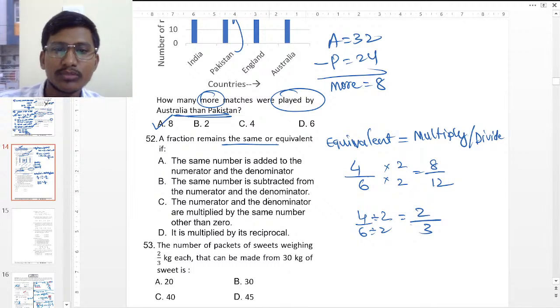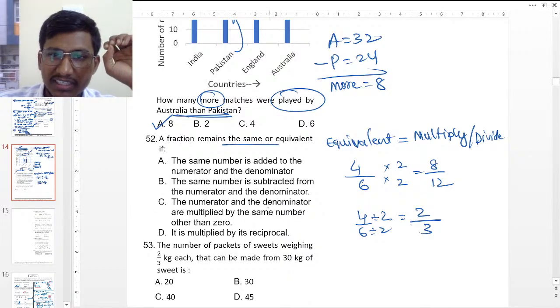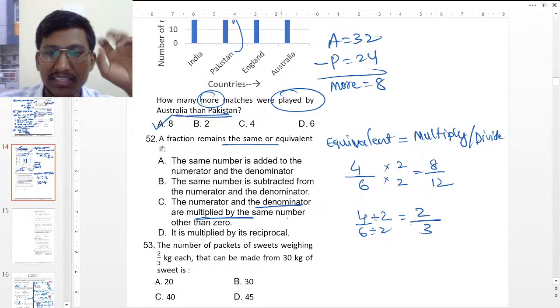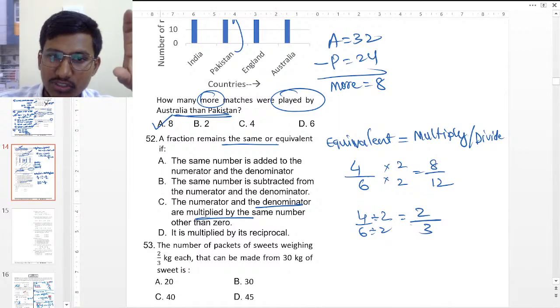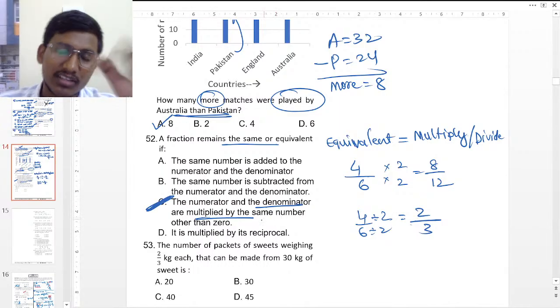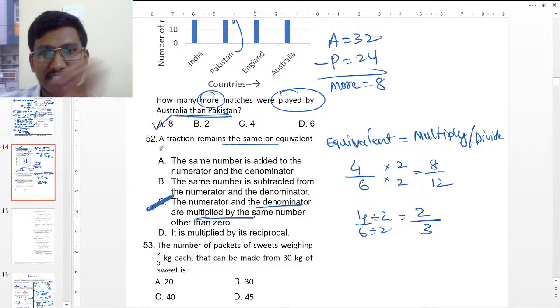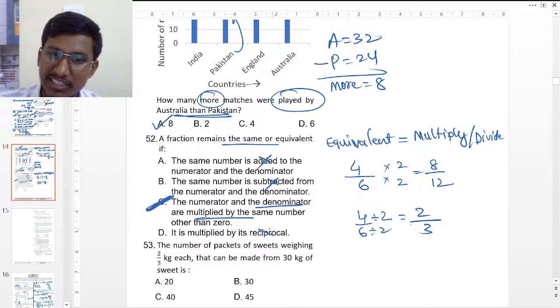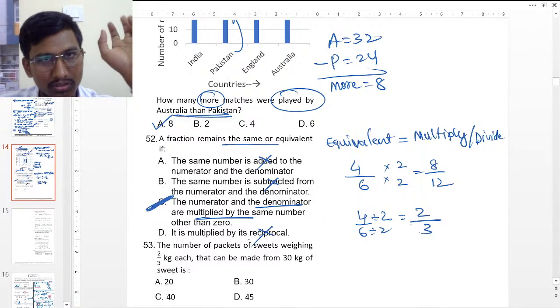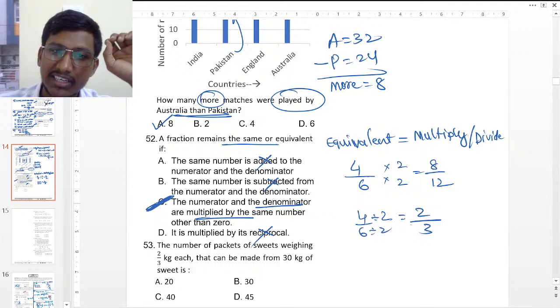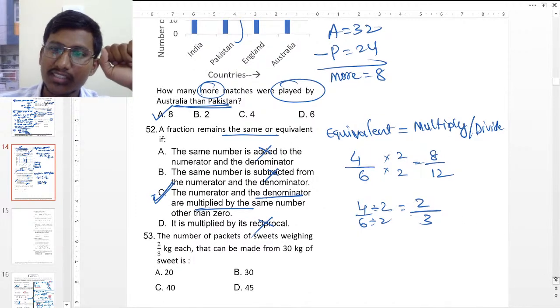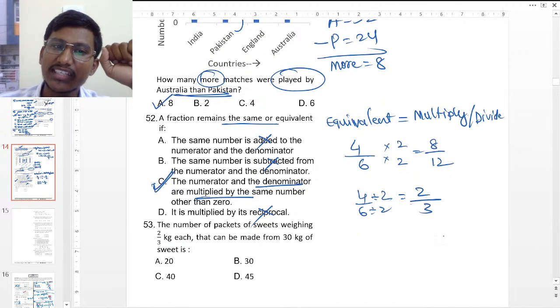So what we have to do is, the numerator and the denominator are multiplied by the same number other than 0, and we will get the same equivalent fraction. So C is the answer. Not added, not subtracted, not reciprocal, so those are all wrong. We can either multiply or divide. Okay, good. That is option C for question 52. Now let us do 53.